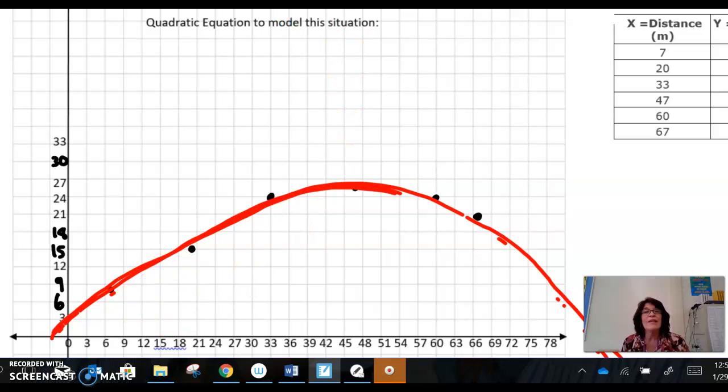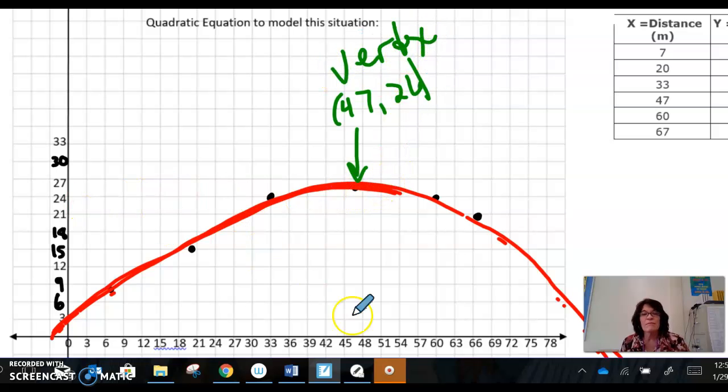Now, what I'd like to do is have the equation of this parabola I just drew. Luckily I do have the vertex. This was the point 47, 26. That was my vertex, correct? That was this point. Otherwise, I don't know that I really hit any other points. Maybe this one, which was my first one, 7, 8. The other ones are a little bit off.